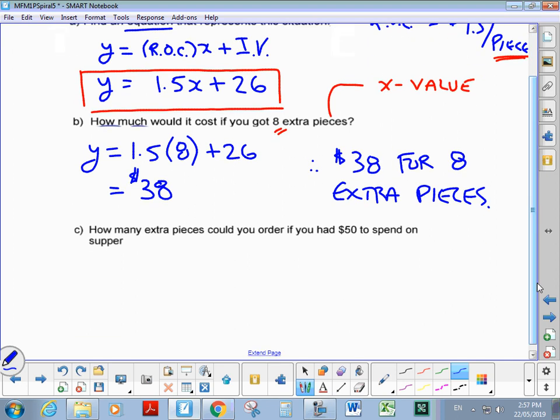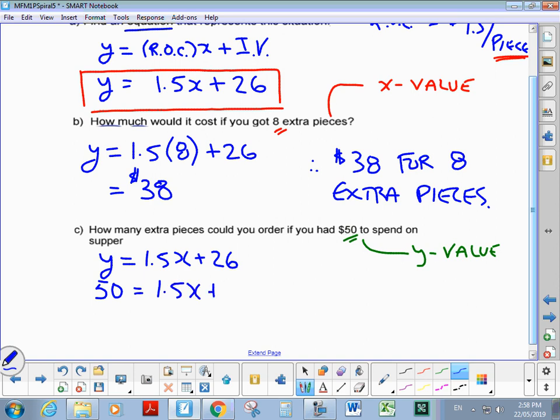How many extra pieces could you order if you had $50 to spend on supper? So, Mom or Dad sends you to the store, you have $50 in your pocket. Remember, money is our y value. So we are giving you one of the variables. So we go back to our equation, 1.5x plus 26. Our y value is 50, so I'm going to replace the y value with 50.